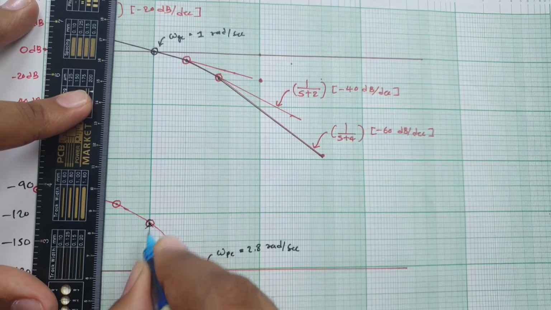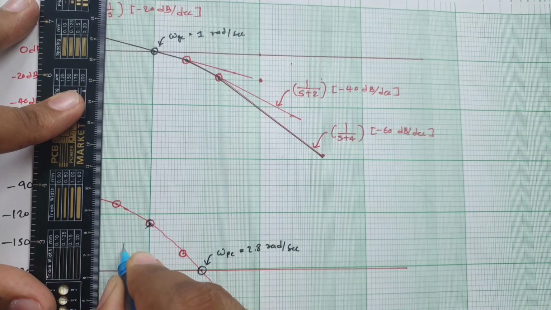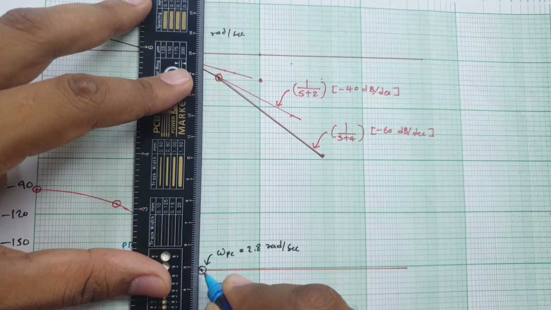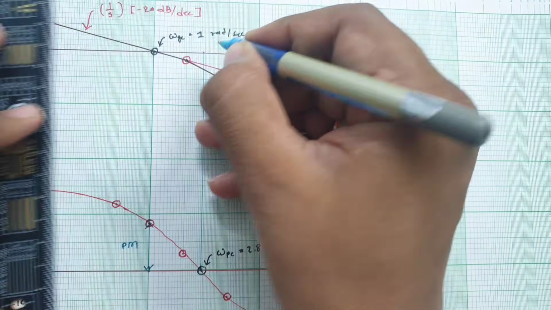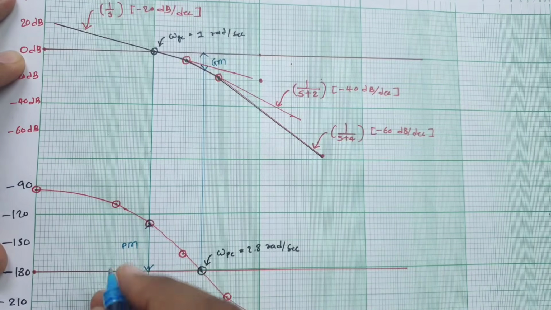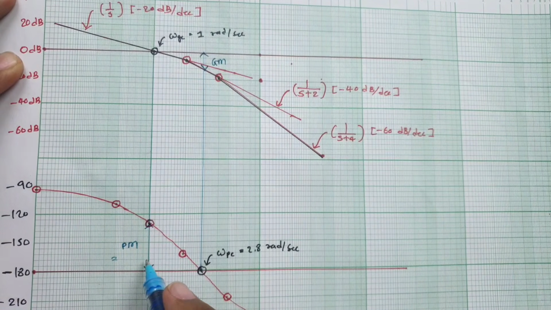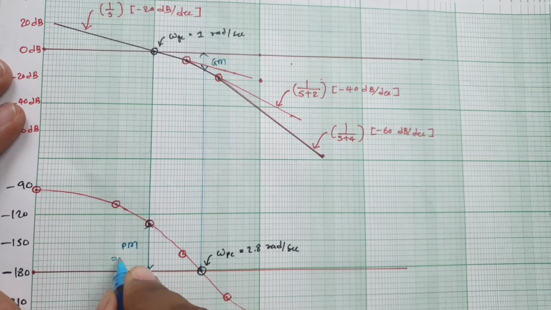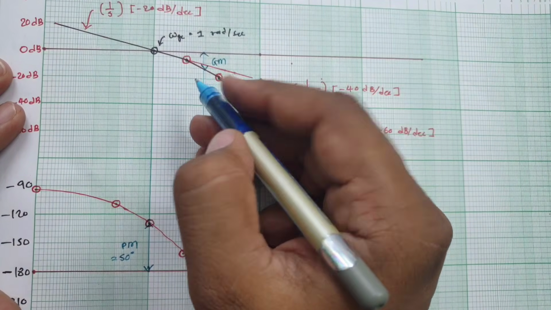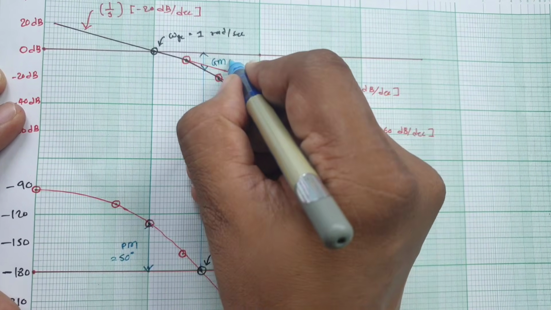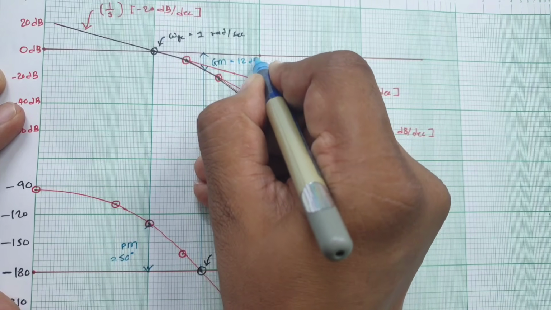And if you stretch a vertical line like this, then this will be our phase margin, and if you stretch a vertical line from this, this will be our gain margin. The phase margin is 30 plus 20 approximately, so I can say that is 50 degrees. For gain margin, 5 boxes is 20, so 3 boxes is 12, so I am saying gain margin is 12 dB.